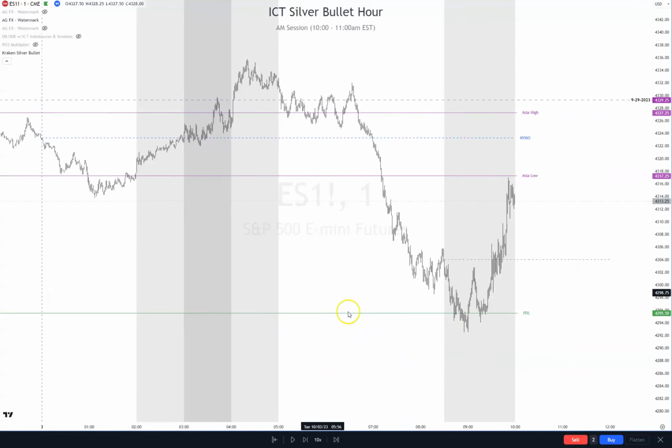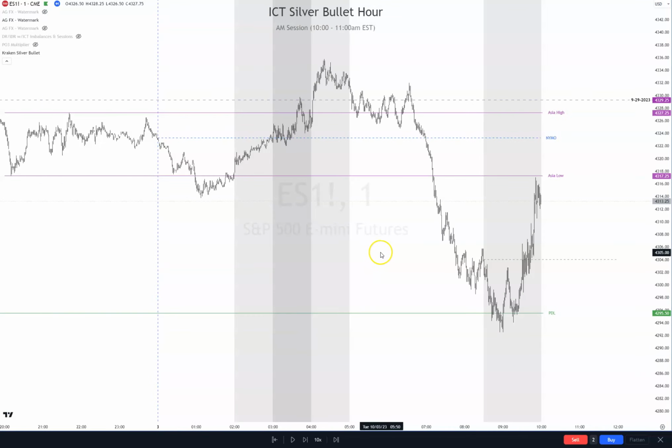Now, what do we expect to happen here? We expect a reversal, a bounce back, a pullback. How high can it go? It can come all the way up here and take out these highs, the London high.